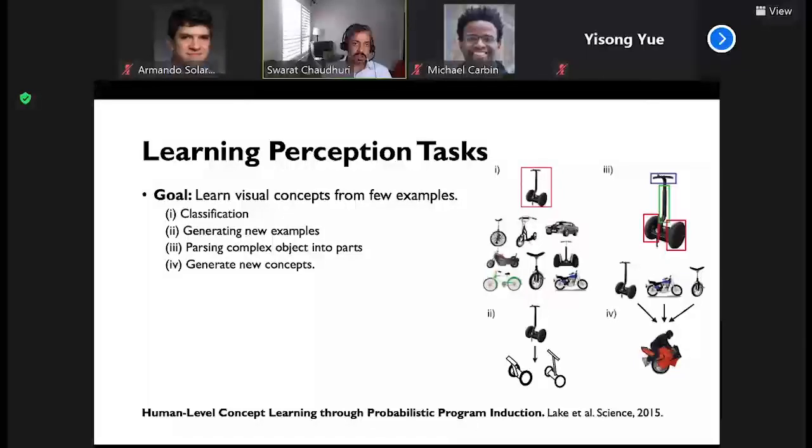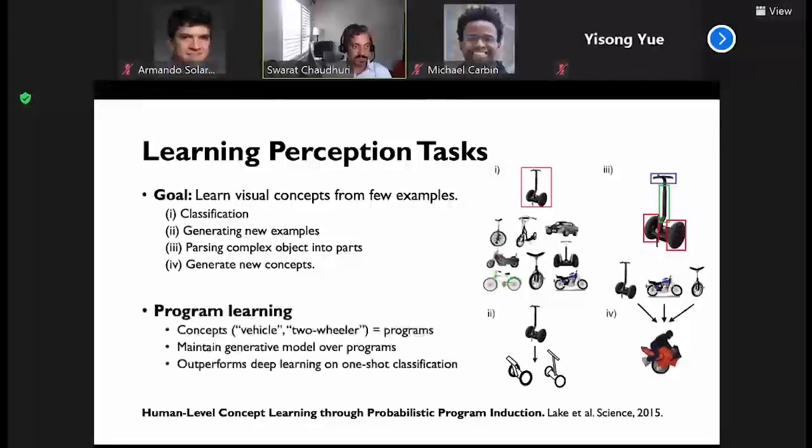Okay, so I'm just going to talk about one more setting over here where this sort of concept learning makes a lot of sense. If you think of how people learn visual concepts from just a few examples, this can arise in the setting of classification. So that is this figure 1 over here. You are given all of these different kinds of vehicles, and you are trying to classify them as something similar to what you have at the top in the red box. But you could also have other things such as generating new examples, parsing a complex object into parts, generating new concepts, and so on and so forth.